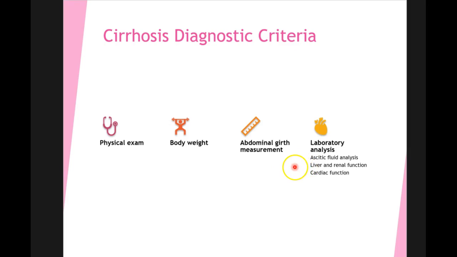You want to check liver and renal functions, as well as cardiac function. The main reason that you check cardiac function is, think about it like this. You have this increased portal hypertension, okay? So that increases peripheral vascular resistance. So that increases workload on the heart, and eventually these people can have heart failure.